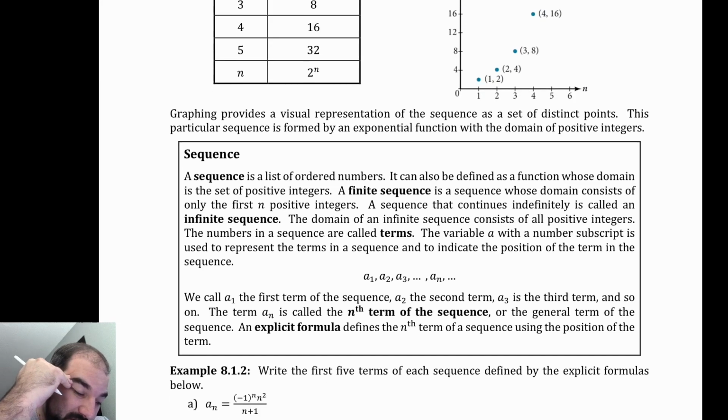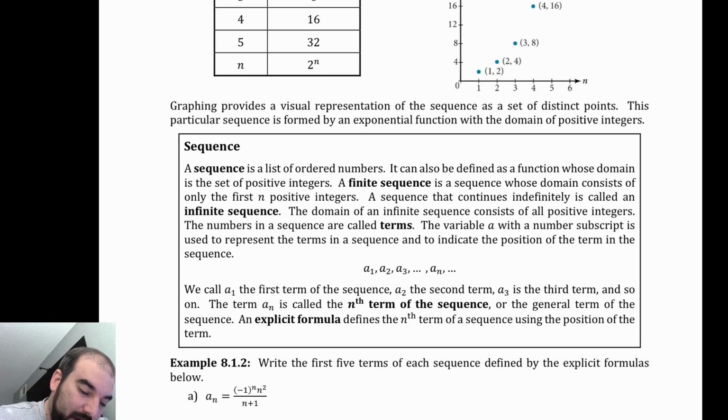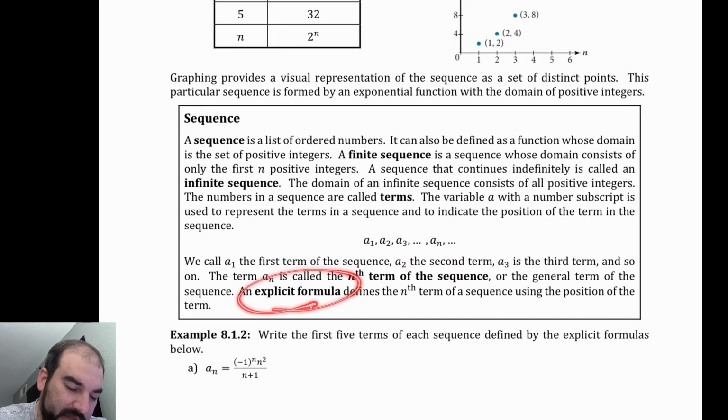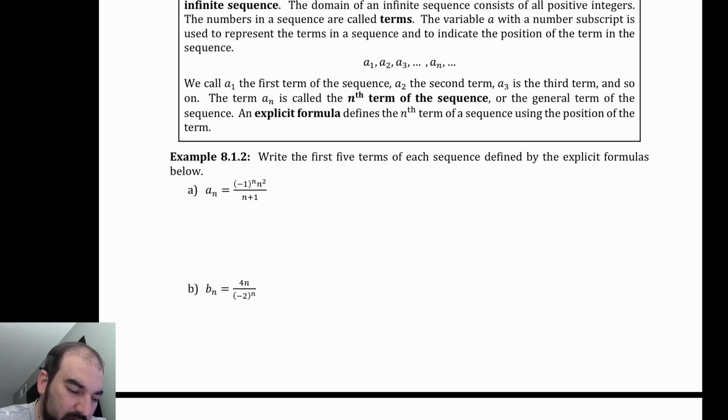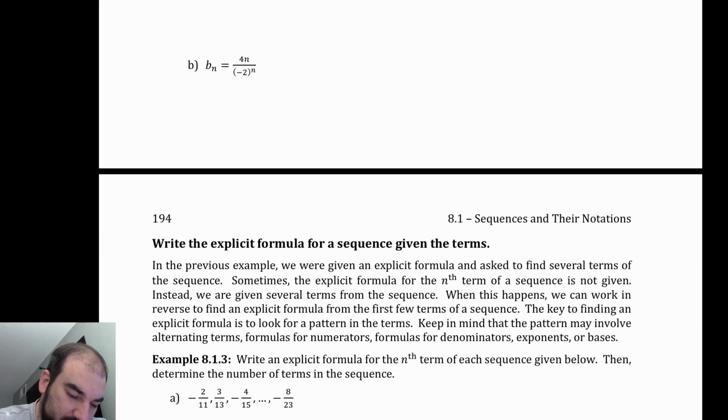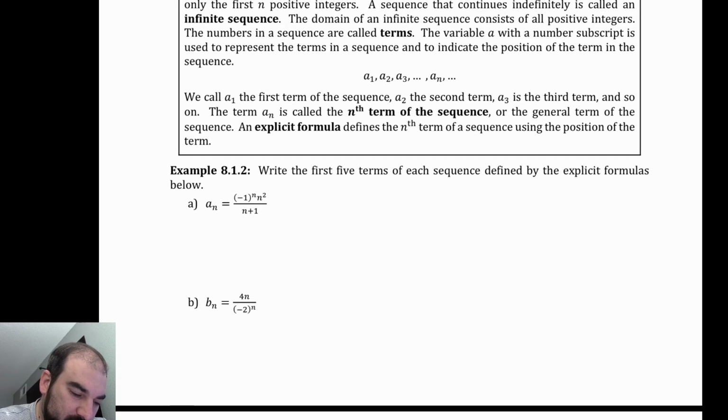Sequence, there's some terminology here. A sequence is just a list of numbers. We use indices 1, 2, 3, 4, 5, 6 all the way to n to represent the nth term in the sequence. And the explicit formula defines the nth term related to the index of the nth term, which would be n. If a question asks you to write the first 5 terms, you just write the first 5 terms.